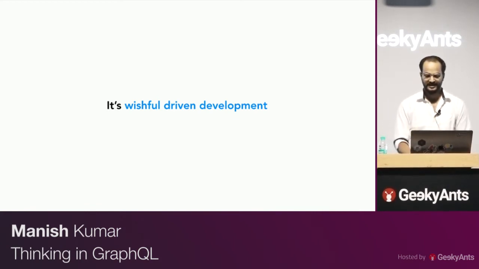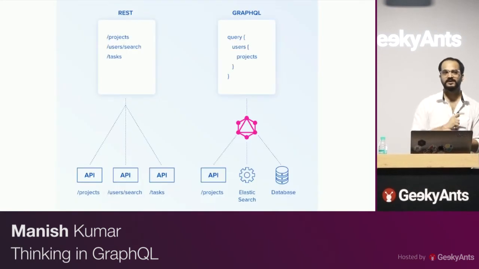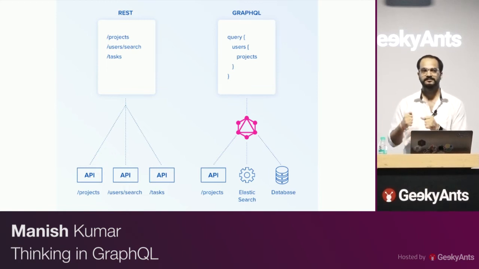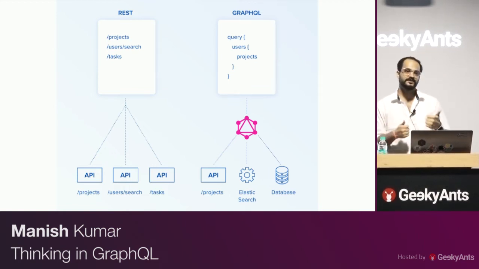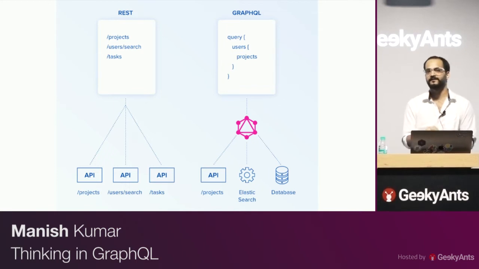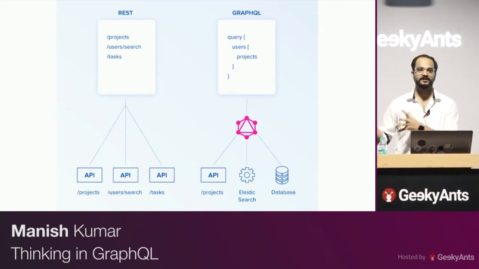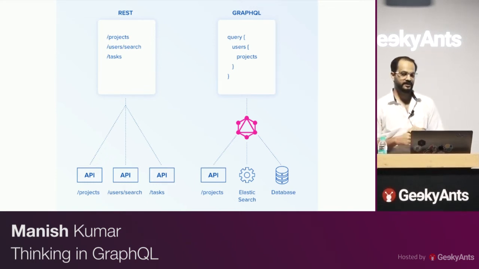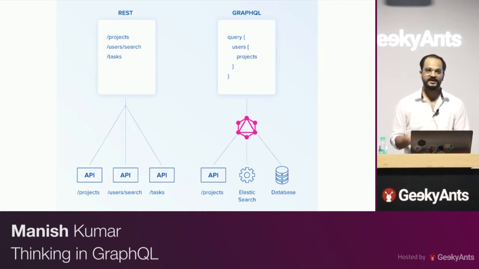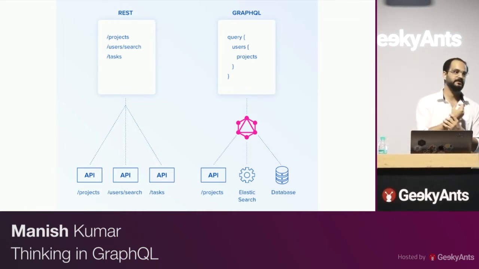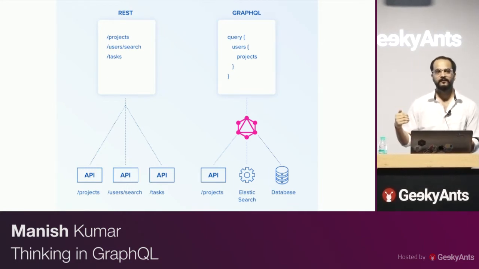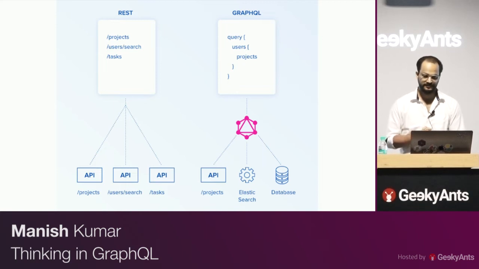So it's more wishful. And it's also wishful in terms of what the client wants, right? The client says, I want just a user and projects, I don't want anything else. The client can wish for whatever is required for that particular screen or that particular component. And you don't have to worry about multiple endpoints. It's just one single endpoint that you are always going to hit. Plus, with all the documentation of the GraphQL Playground that he showed you, you can also understand in real time what your server supports, with all the typed messages around it.